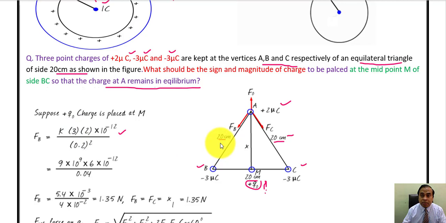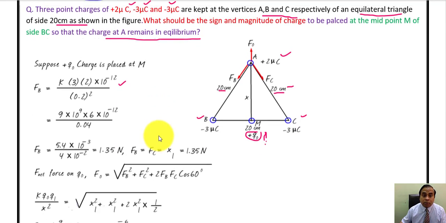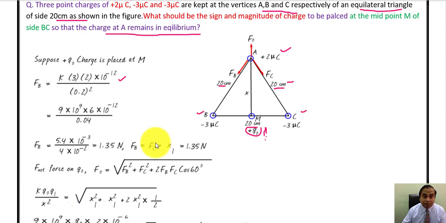R is what? 20 centimeter, that is 0.2 meter. It was in microcoulomb, so this is in microcoulomb, this is in microcoulomb, so this 10 to the power minus 6, 10 to the power minus 6 adds up to become 10 to the power minus 12. So this is what the value of the FB. We solve FB and FB value is coming equal to, say, this one. After calculation you find it this.